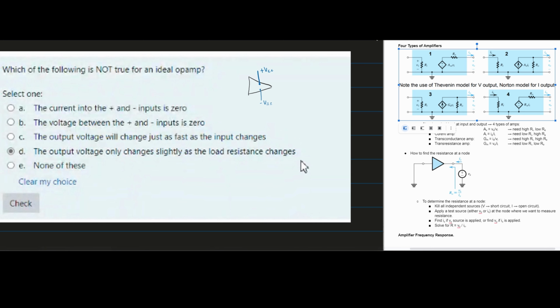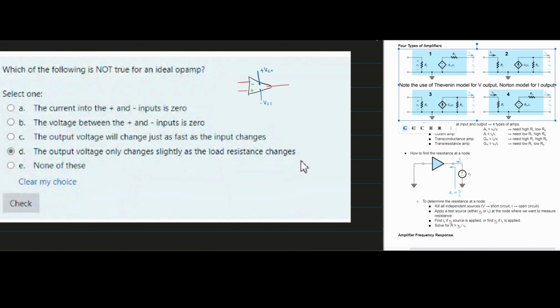We also have two inputs into our op-amp, and then we have an output where our voltage or current is going to get amplified. And then somewhere we have some negative feedback, but we're not going to draw that just yet. So for this first one, we have the current into the plus and minus inputs is 0. Is this true or false?